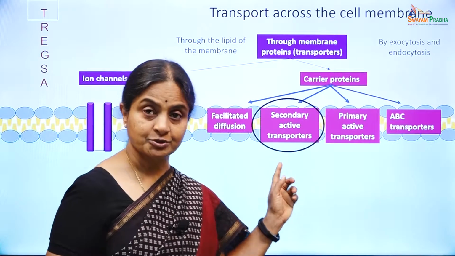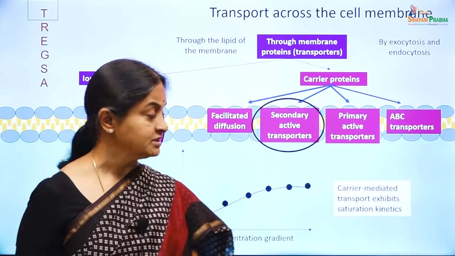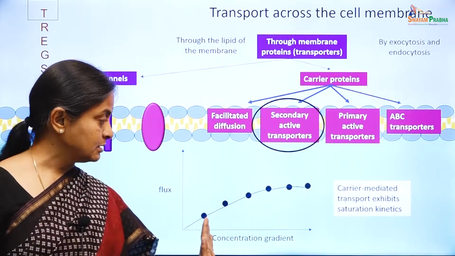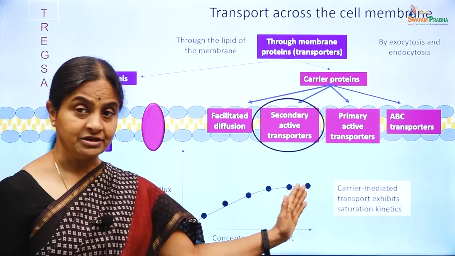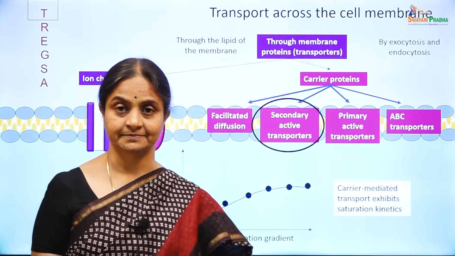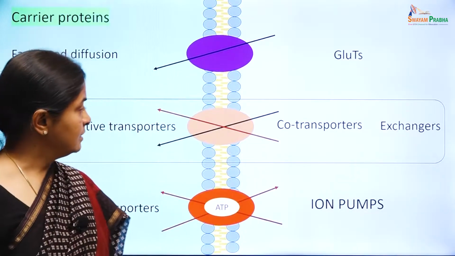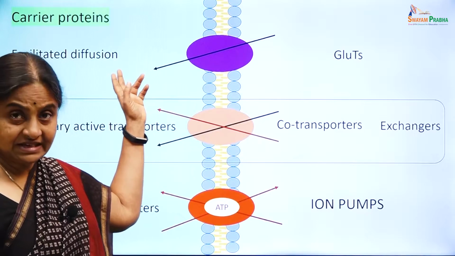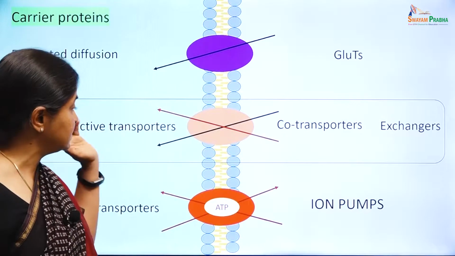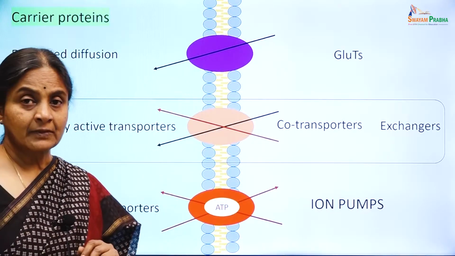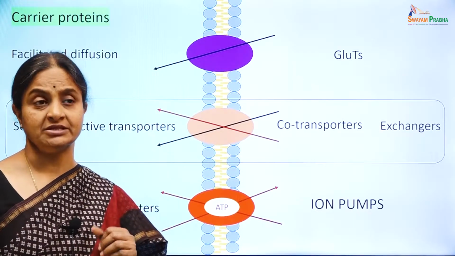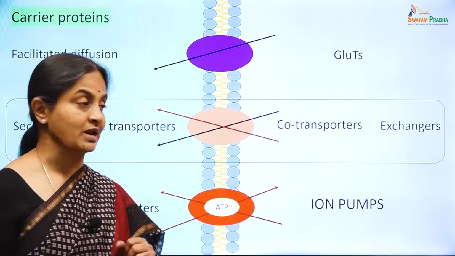Now, the secondary active transporters, just like all other carrier proteins, exhibit saturation kinetics. The flux saturates at a certain concentration gradient. We have seen this earlier. While the facilitated diffusion transporters were generally uniports, the secondary active transporters transport at least 2 substances. Most often these are 2 substances, sometimes there may be more than 2 substances as well.